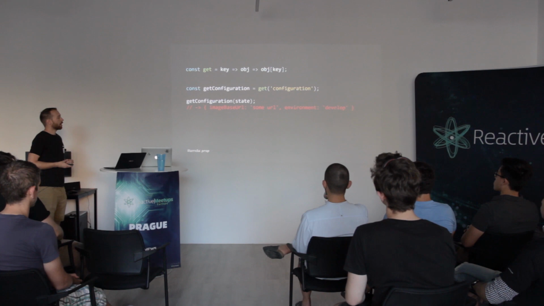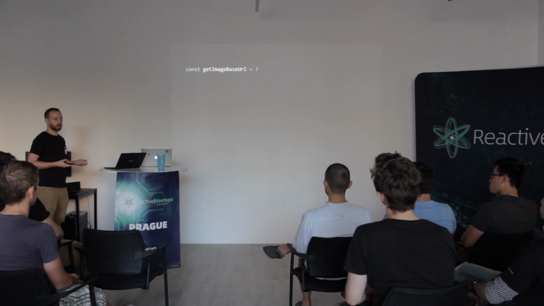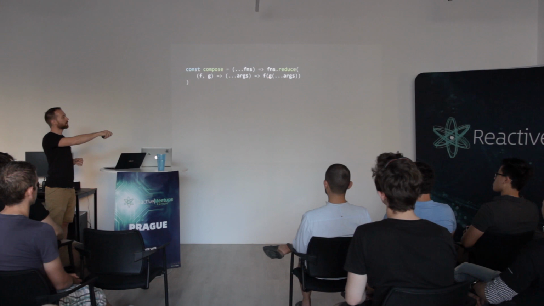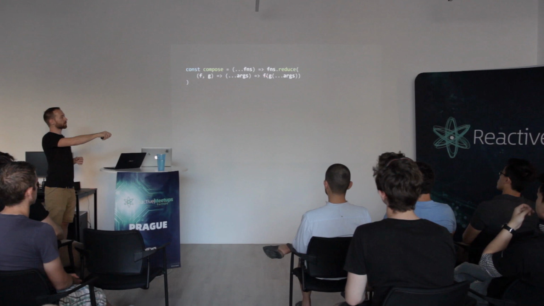Well, how can we do get image base URL without repeating ourselves? The idea is simple. We will use function composition. If you don't know about function composition, the important part is this. If you provide two functions, f and g, first function g is called with the arguments of the composed function, and the result of g is provided as input to the f function.